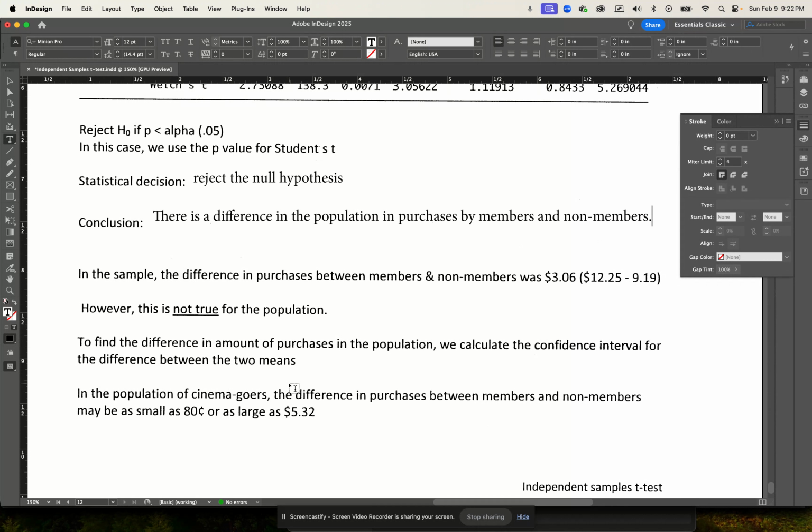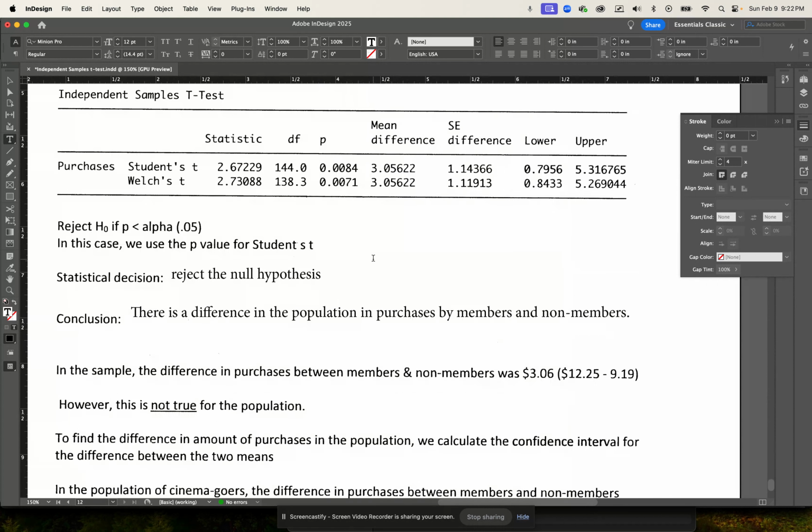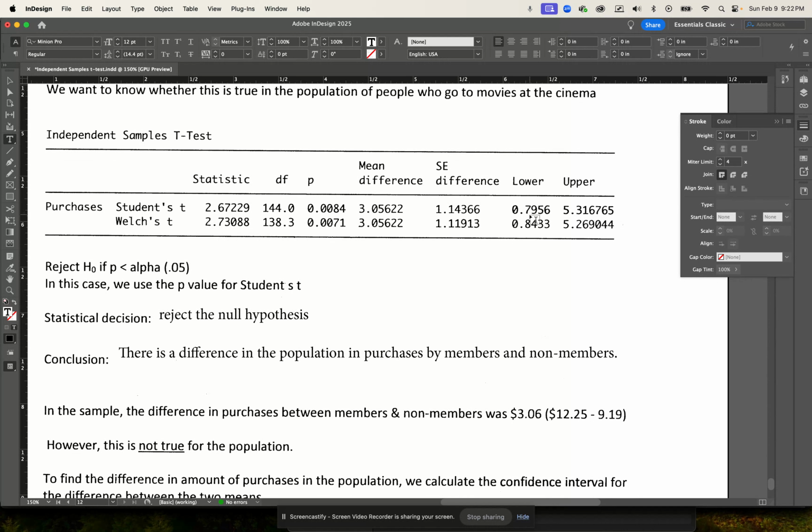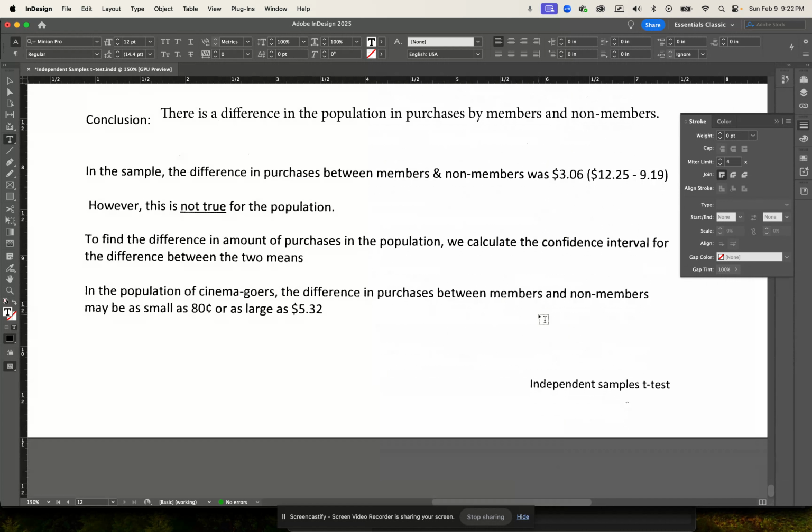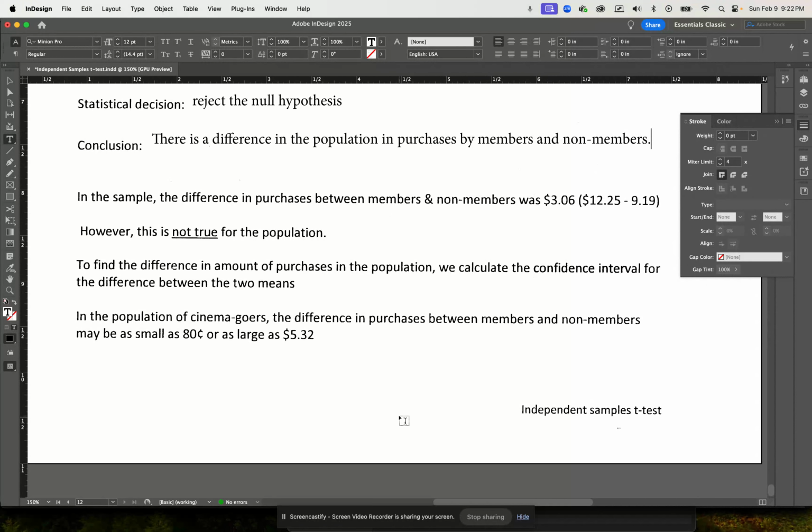So going through the same exercise we've done before, we can say that in the sample, the difference is $3.06 between non-members and members, but for the population, that would include the confidence interval, which is as low as 80 cents or as high as 5.32. All right, that would be the complete example. Your next step then is to go back to the assignment instructions and see what you need to submit.